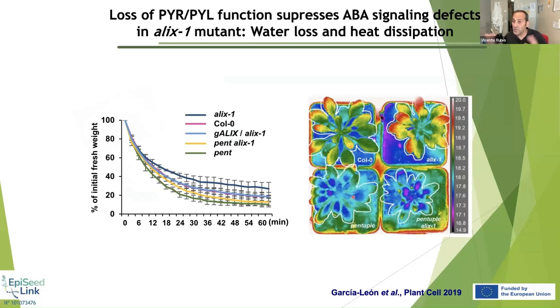Now, the pentuple mutant is insensitive to ABA. The stomata are very open, and there is a lot of transpiration and a lot of heat dissipation. That's why you see that they are cool. And in the sextuple mutant, we get the phenotype of the ABA receptors mutation. So they are acting downstream of ALIX.